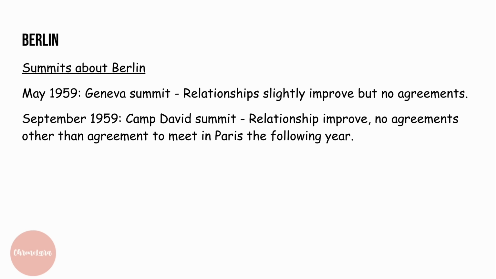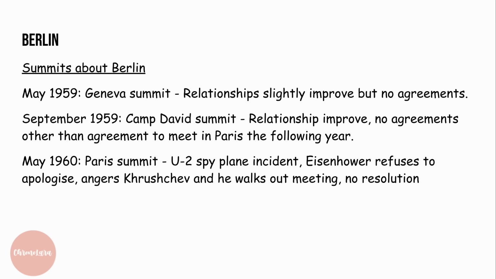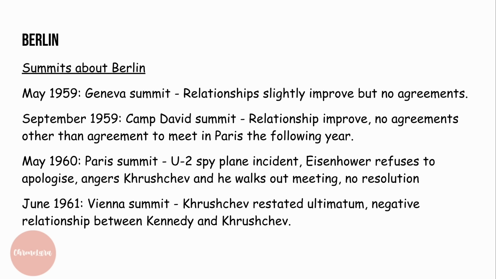Unfortunately, everything goes down in Paris, because in May 1960, at the Paris summit, there is an incident with a U-2 spy plane. An American U-2 spy plane is found doing its espionage flights over the USSR. It's shot down and they find out there's a pilot called Gary and he's trained by the CIA. Eisenhower refuses to apologize about this, and this angers Khrushchev and he walks out of the meeting. Cold War tensions rise from here. There's no resolution from this summit.